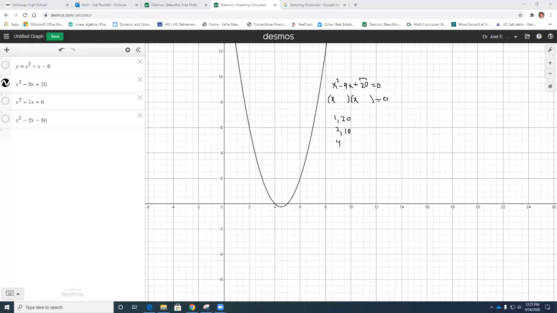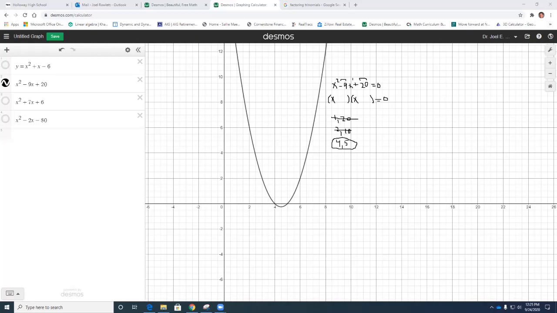Those are the only integers that will multiply together to give me a 20. And now I'm going to focus on this term in the middle, which is negative 9. Well, let's think about this. Can I get a 9 or a negative 9 using 1 and 20? That's not going to happen. I could get a 21 or a 19 if I added or subtracted, but that's about it. What about 2 and 10? Can't do much with 2 and 10 either, as far as a 9 is concerned. But 4 and 5 does combine to give me a 9.